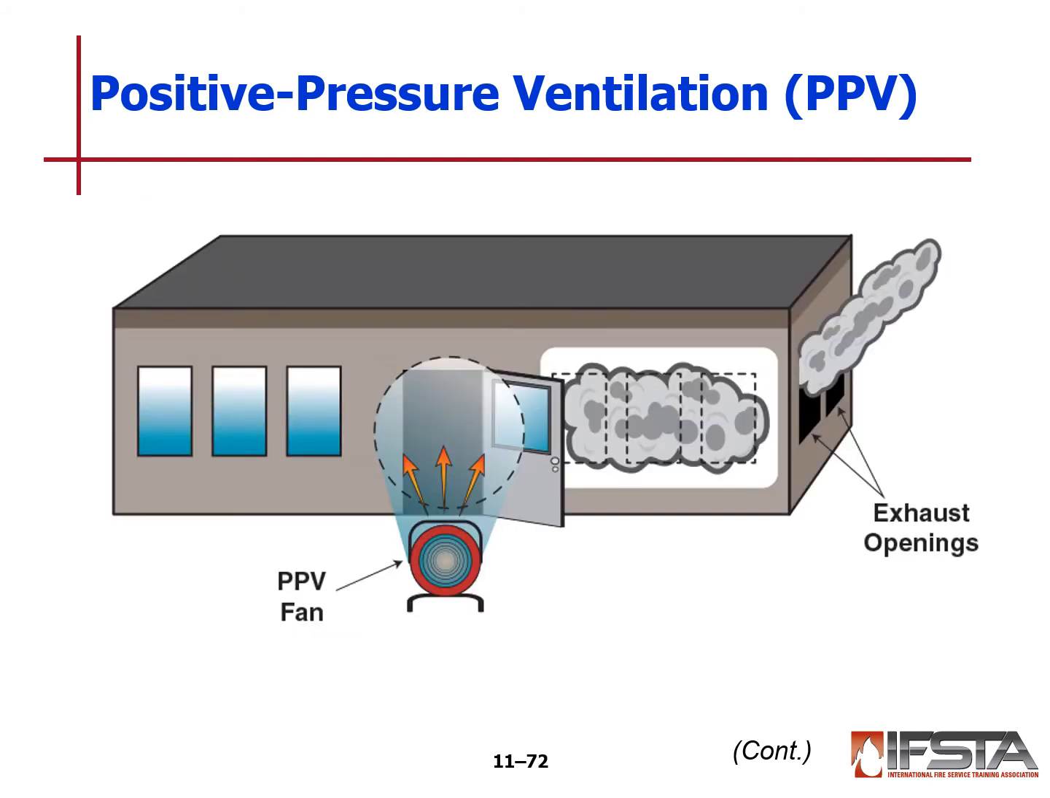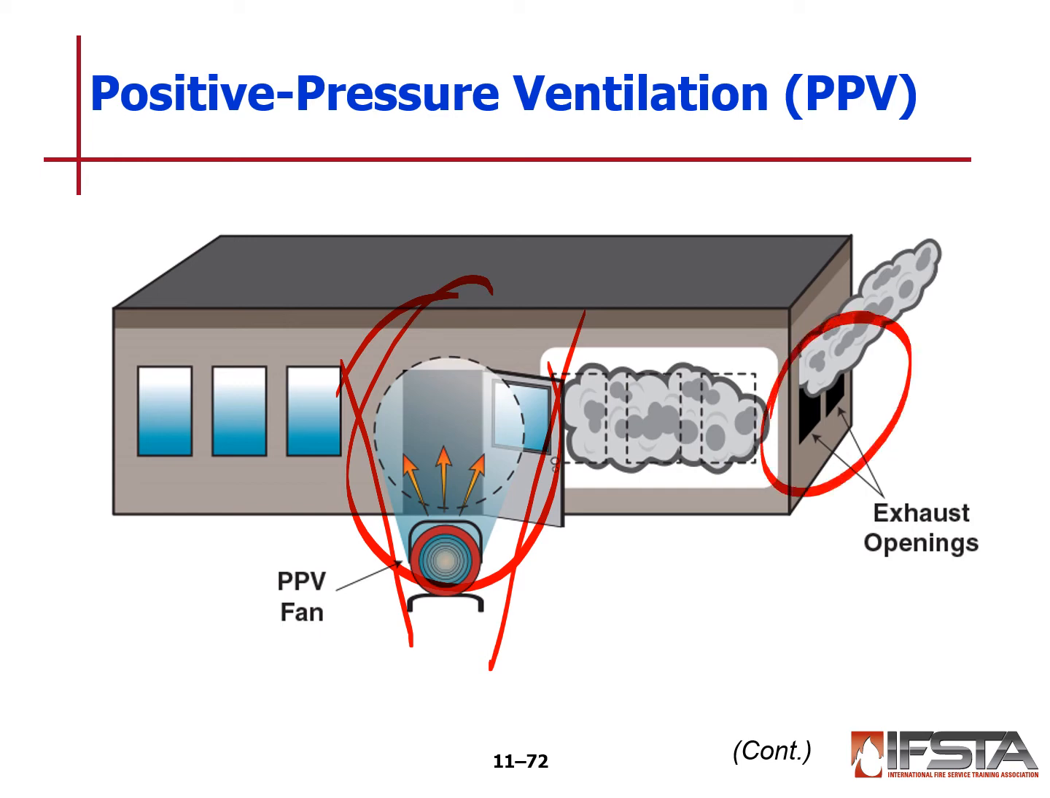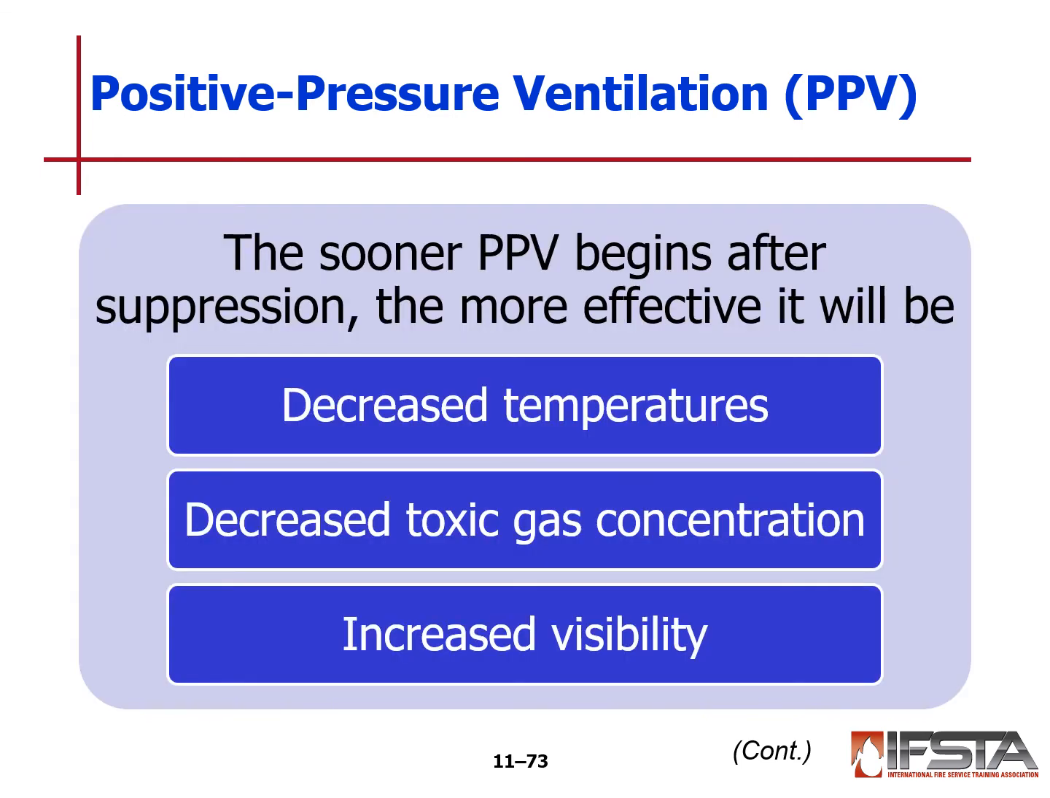Basically the same concept as in PPA. We have our cone encompassing everything that we can get, and we have the appropriate exhaust, and we channel that within to exhaust out the correct area and not damage undamaged areas. The sooner positive pressure ventilation begins after suppression, the more effective it is. Again, it's more effective at decreasing temperatures and toxic gas concentrations, and it increases our visibility.